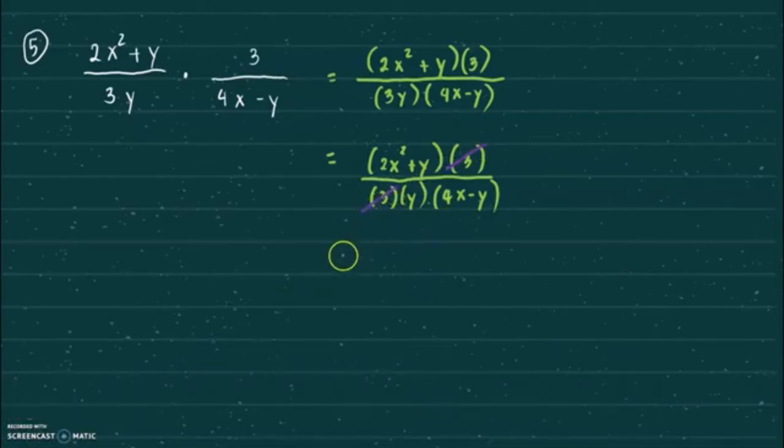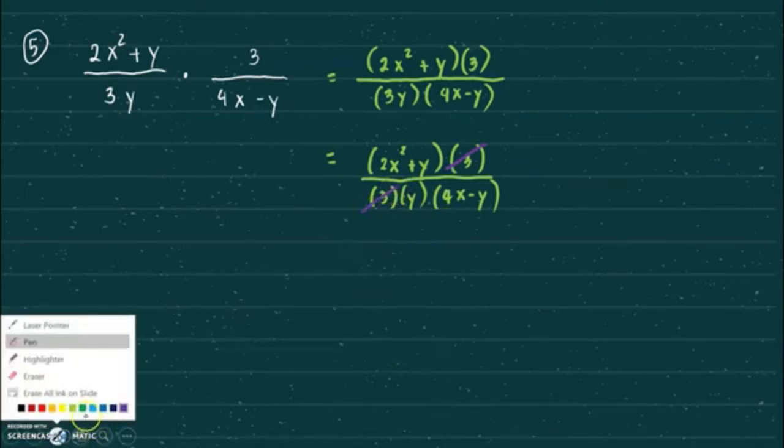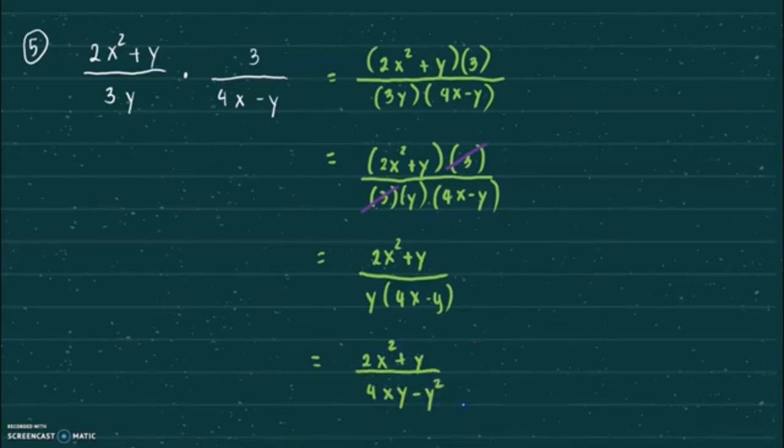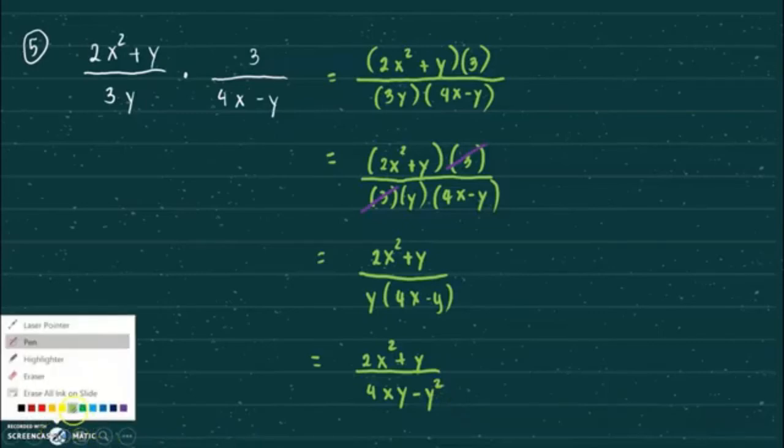Okay, so continue. That would be equal now to 2x squared plus y over y times 4x minus y. Okay? Distribute y in your denominator. So, you have 2x squared plus y over 4xy minus y squared. And that's already your final answer.